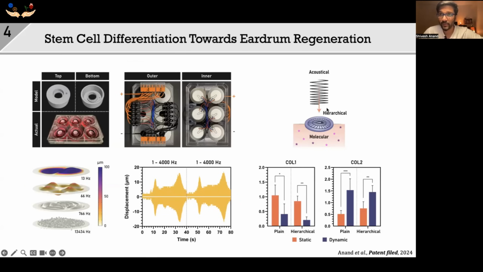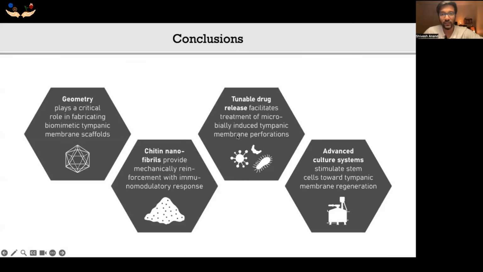Finally, we applied an integrated stimulation by combining the acoustical stimulation with hierarchical and molecular stimulation. Overall, we observed that we could downregulate the expression of collagen 1 and upregulate the expression of collagen 2 upon the application of different stimulation routes. This is desirable for the extracellular matrix towards the tympanic membrane regeneration.